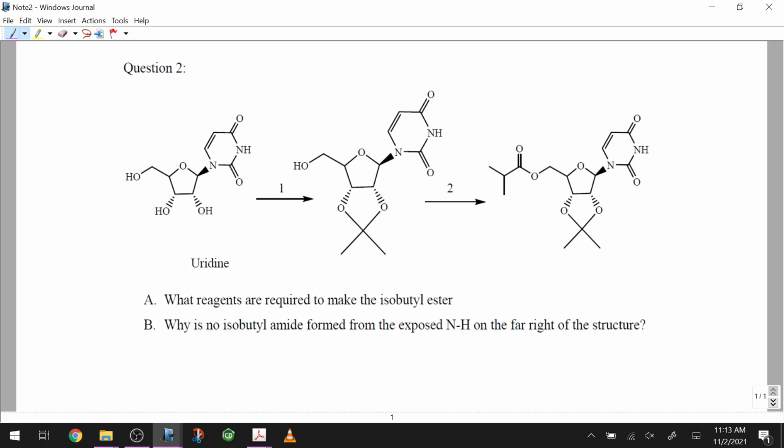Okay, question 2. How do we make the ester? So we're going from an alcohol to an ester. There's a couple of different ways to do that. One, the Fischer esterification, which is the carboxylic acid and a strong acid. Probably not the best of ideas here because of the acetal.